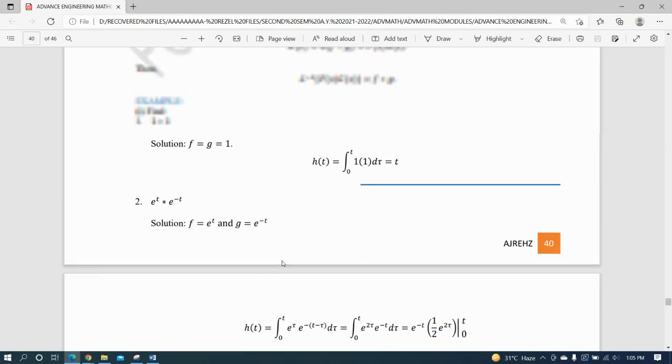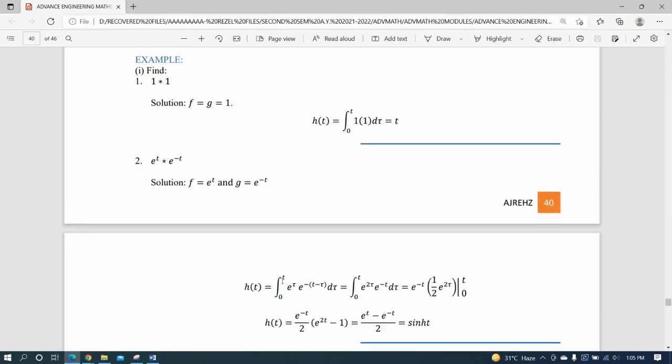So the convolution now is simply equal to the integral of f of tau. Kung mapapansin nyo guys, yung e raised to t, pinalitan ko yung t ng tau. Okay? So, pinalitan ko yung t ng tau from here guys. Okay? And then for g of t minus tau, kung mapapansin nyo rin, instead of having e raised to negative t, pinalitan ko din yung t ng t minus tau. Okay, so observe niyo yan guys. Okay, and then of course d tau, and then we integrate it from 0 to t.